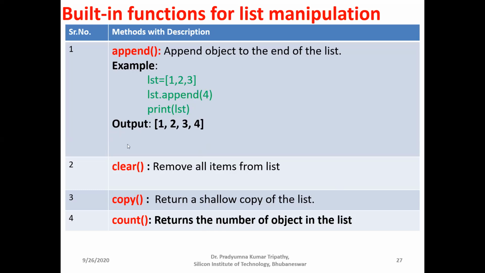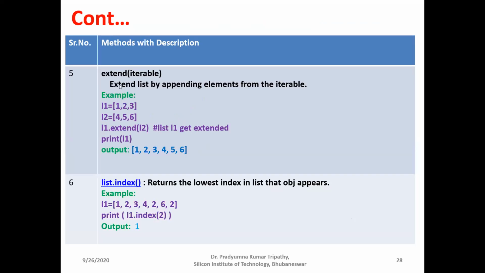These are easy things you can read on your own. Suppose there is another, extend. Extend extends the list by appending elements from the iterable. For example, this is L1, this is L2. There are two lists. I write L1 dot extend L2. So what will it give? Now L1 will be extended by adding the other elements from L2. So who is extended now? L1 is extended.